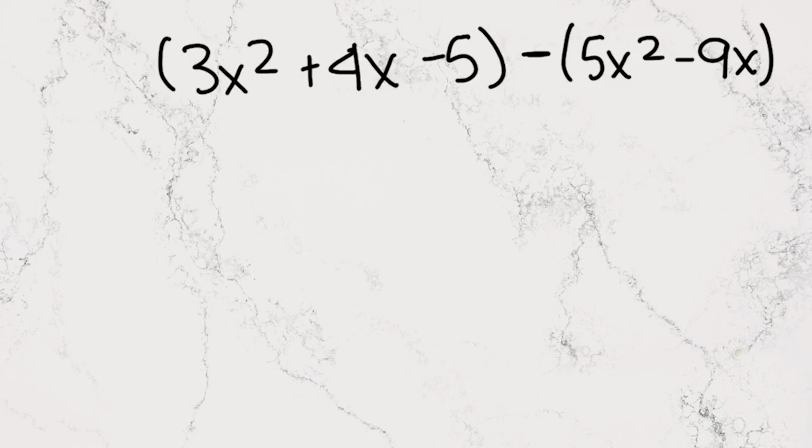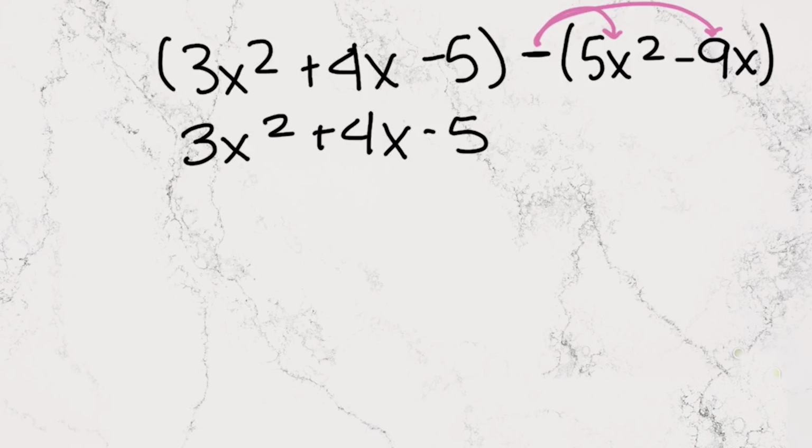I have a trinomial minus a binomial. I hope that doesn't change anything. Don't worry, it doesn't. We do the same thing. We're going to distribute our -1 to both terms in this binomial, and our trinomial was not affected, so we're going to carry it down.